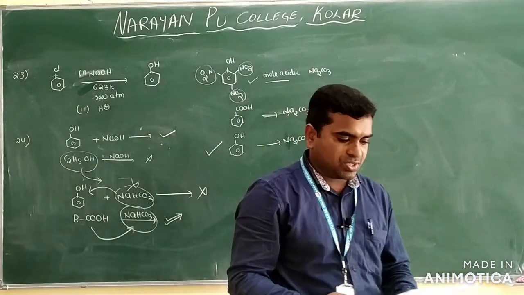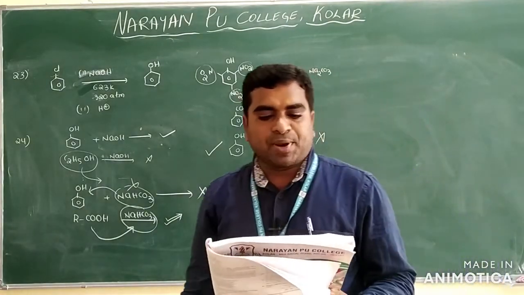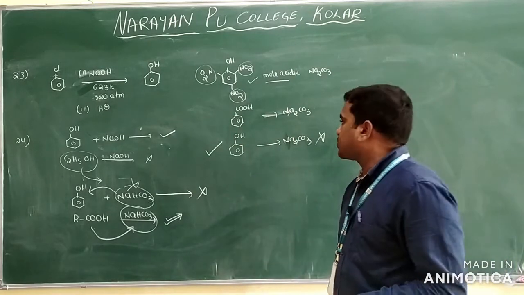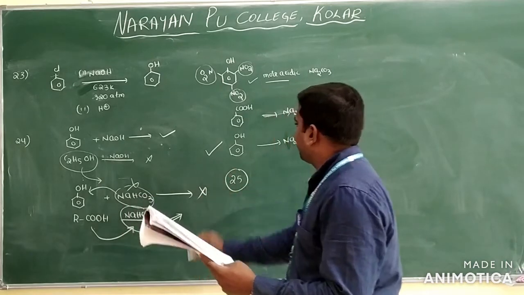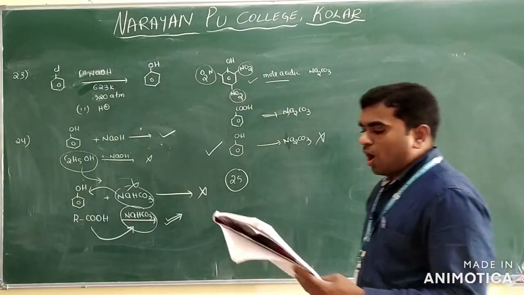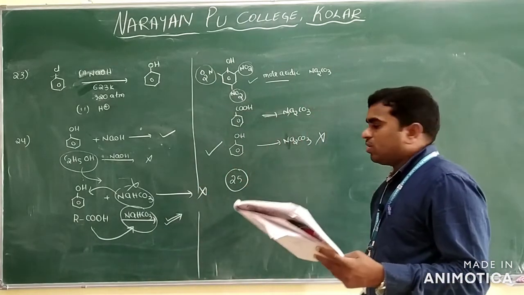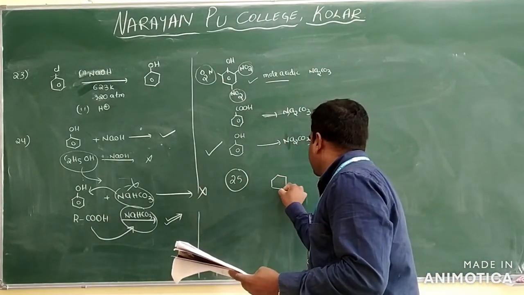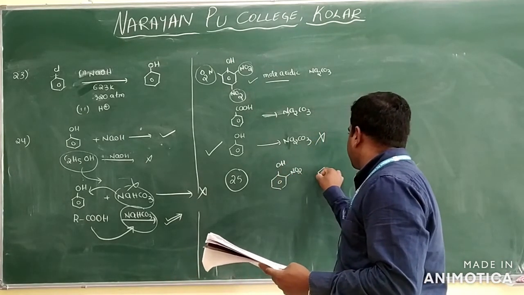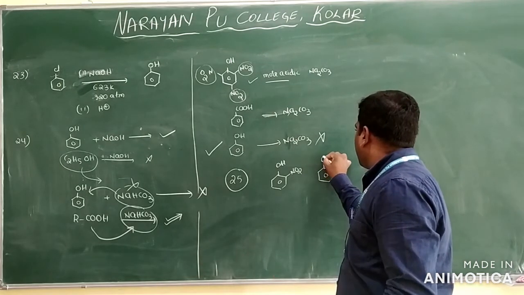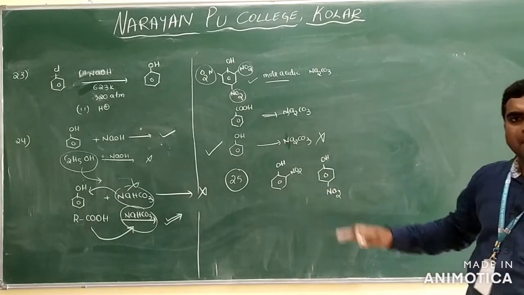Next one, 25th question. The most suitable method of separation of a 1:1 mixture of orthonitrophenol and paranitrophenol. Question number 25. Orthonitrophenol and paranitrophenol. Clear? Previously we have discussed, this is orthonitrophenol, and the second one is paranitrophenol, OH and NO2. So how will we separate these two mixtures?